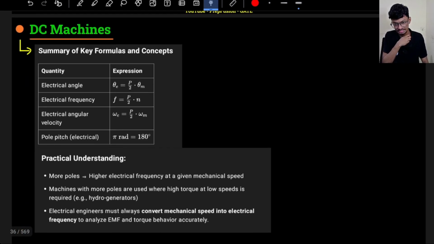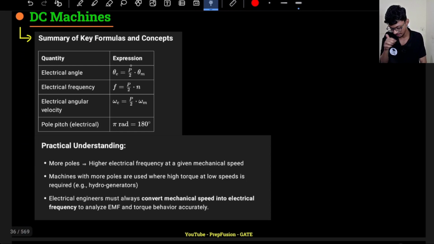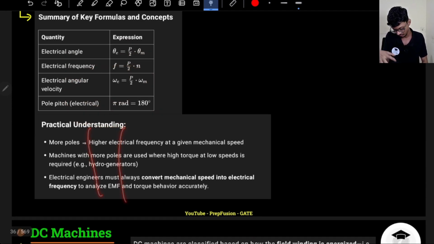Whatever I have discussed is written over here. So what are the key points till now? We learned about electrical angle, frequency, electrical frequency, and the mechanical speed. We learned about electrical angular velocity. We learned about pole pitch, which will always be 180 degrees. And a few more things, whatever we have discussed, I have written over here.